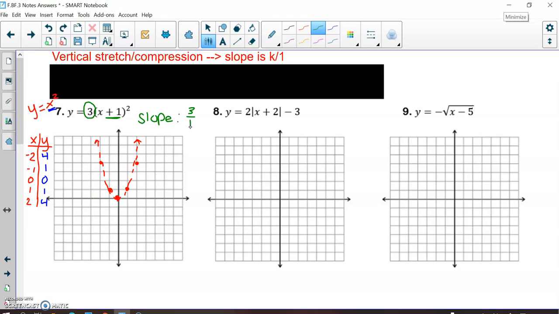My vertex of my parabola is (0, 0). I'm going to move that over 1. Now, on my parent function, my slope between my first and my second point is up 1 and over 1. For my new function, I'm going to use my new slope, which is up 3 and over 1. And then remember, a parabola has an axis of symmetry, so now I can reflect that second green point over that axis of symmetry to find another point on the graph.